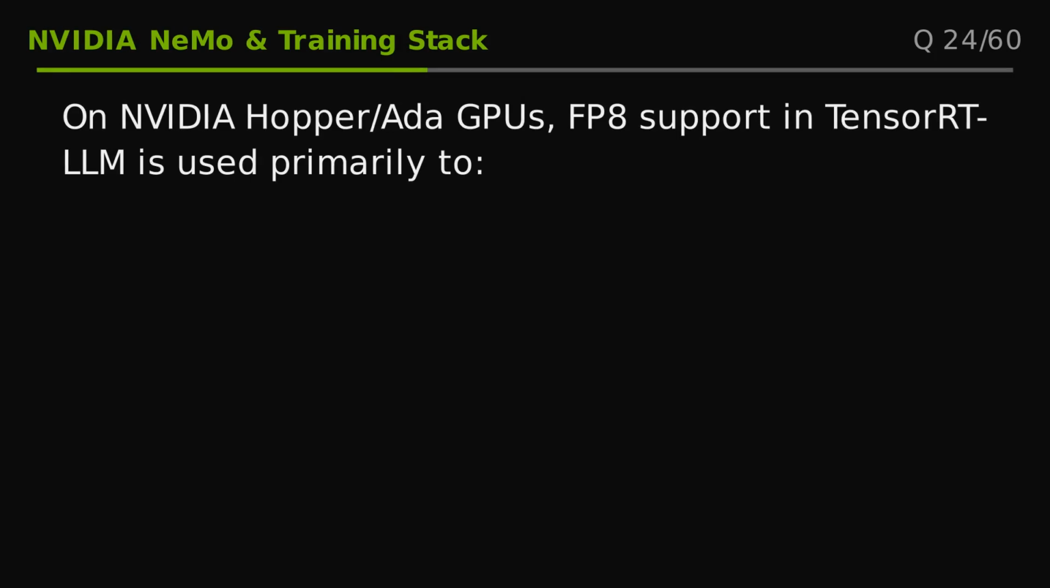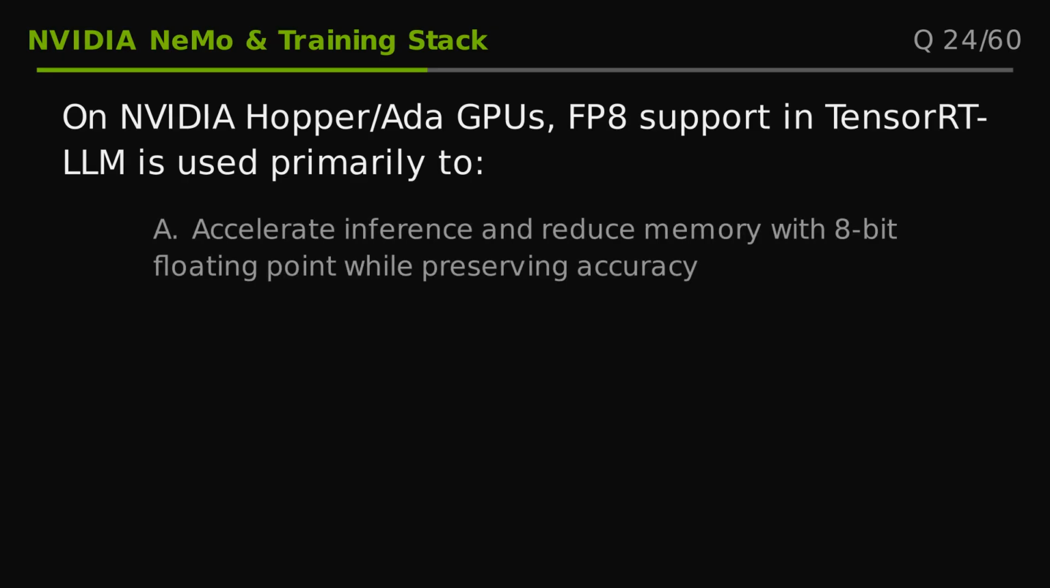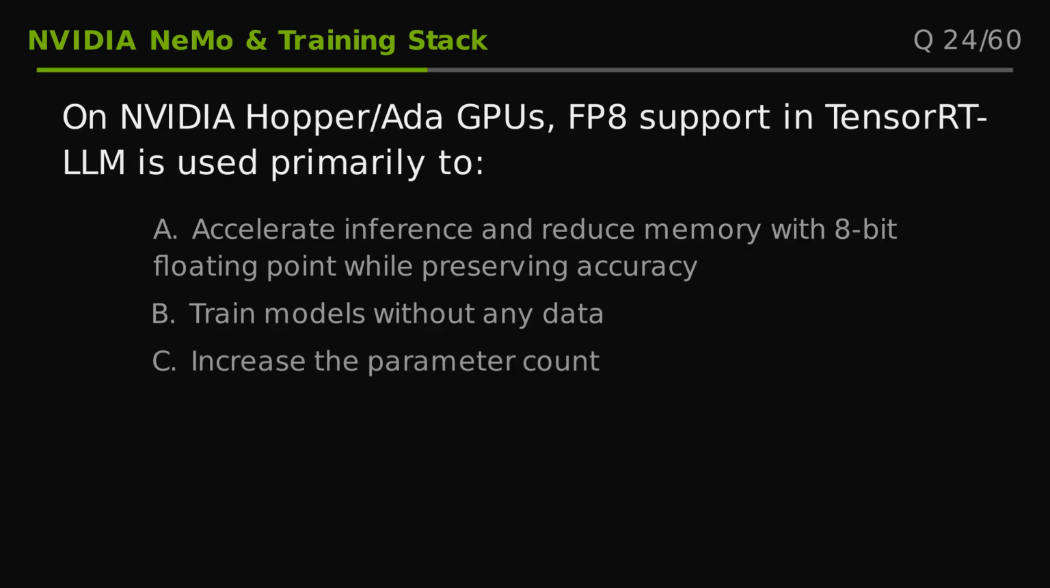Question 24. FP8 support in TensorRT by NVIDIA Hopper is used primarily to Option A. Accelerate inference and reduce memory with 8-bit floating point while preserving accuracy. Option B. Train models without any data. Option C. Increase the parameter count. Option D. Replace the tokenizer.